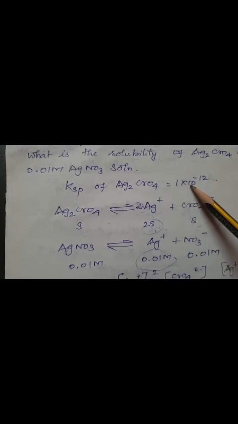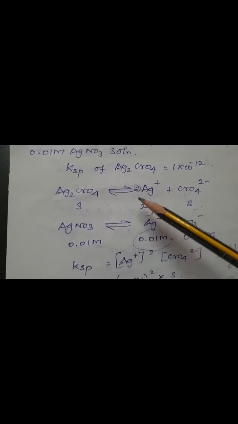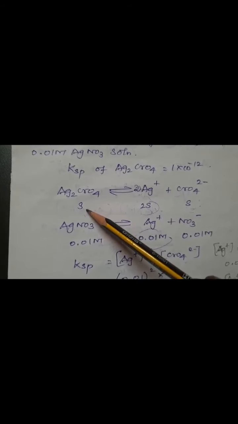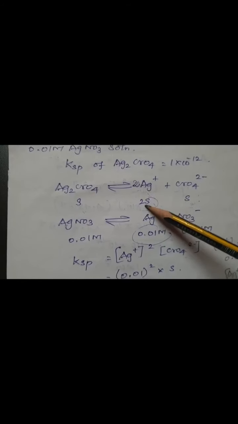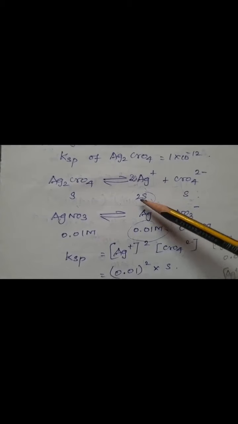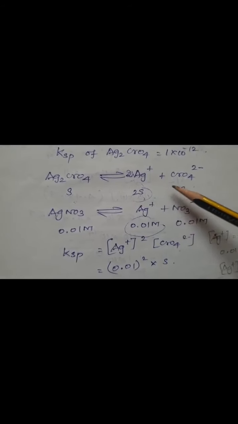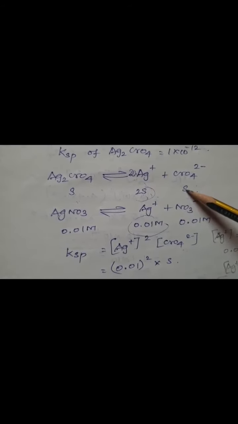Okay, so the Ksp of Ag2CrO4 is given as 1 into 10 power minus 12. If Ag2CrO4 undergoes ionization, we get 2 Ag plus and CrO4 2 minus. Here the solubility of Ag2CrO4 is taken as S because it's an unknown value. 2 Ag plus means it is taken as 2S. Then CrO4 2 minus is also taken as S.